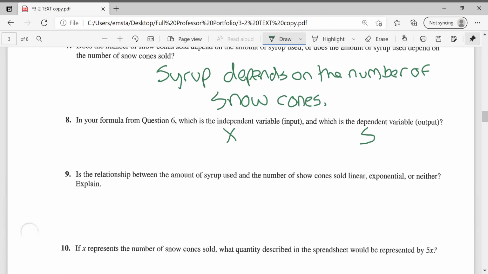9 again explores something we've done previously. It says, is the relationship between the amount of syrup used and the number of snow cones sold linear, exponential, or neither? It appears constant. It's always 2 times the number of snow cones, so that's linear. And we'll say it's linear because it's always constant. It's always 2 times the number of snow cones sold.